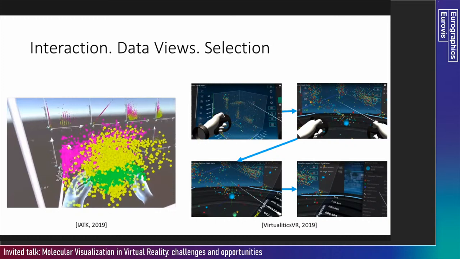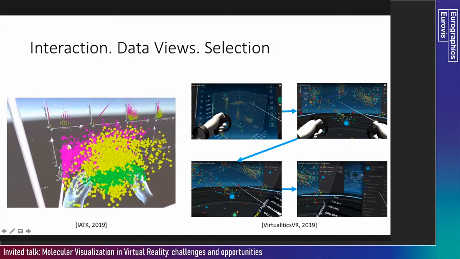There are several ways that have been addressing this task. For instance, IATK performs selection using hand drawing. By moving the hand, you can select a bunch of elements. However, selecting a single element with this kind of interface is difficult. Or in Virtualytics VR, what they do is ray-based selection. To select something that is here, if we had a regular desktop, we could do it with a mouse by clicking here. But in a virtual reality setup, you really need to get close to it before you are able to select it. So this is time consuming, and also fatiguing because you need to move the model more than you would like to.